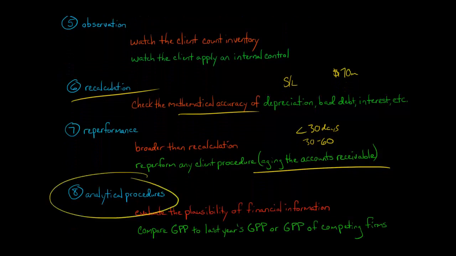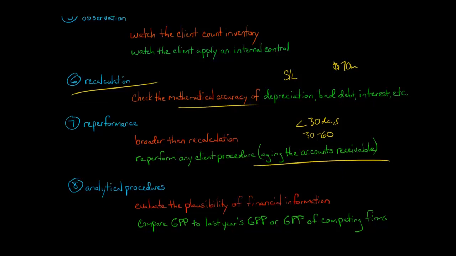Analytical procedures have to do with analyzing financial information, and in some cases non-financial information, and seeing if you find any unusual relationships and is the information plausible. For example, you might look at the gross profit percentage of the company and then compare that to last year's gross profit percentage. So if this year it's 60%, but last year was only 48%, you might say, okay, well, why is that the case? Is the company misstating its cost of goods sold? Is there anything like that that I should be aware of?